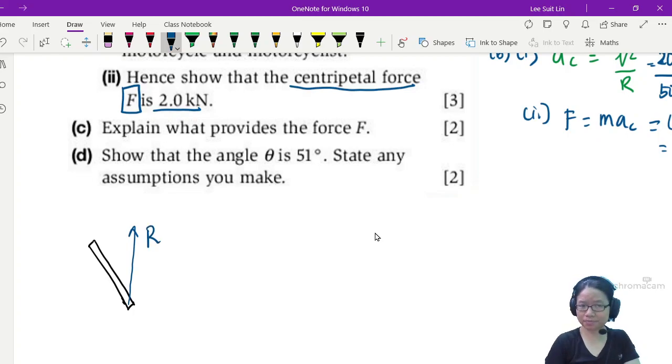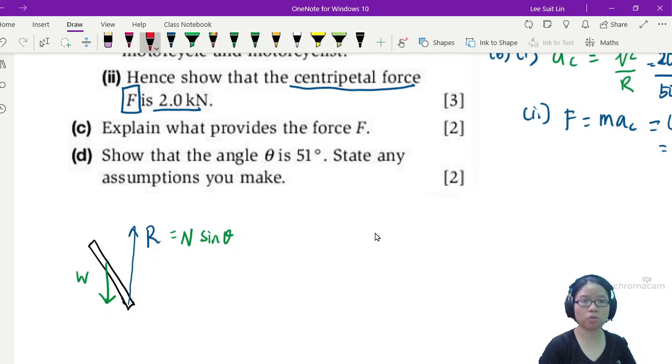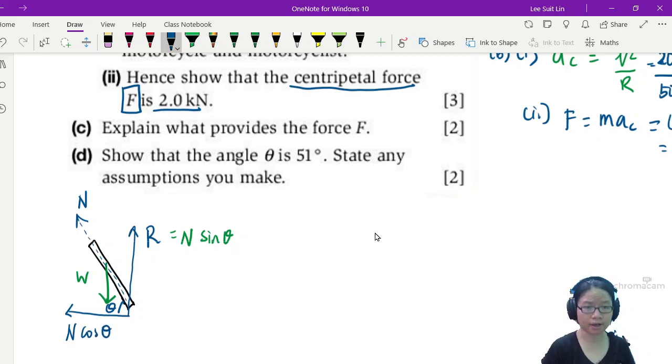So this will be R. R and mg will cancel out because again the motorcycle is not accelerating upwards or downwards, and this R happens to be n sine theta, where n is the normal force that is here. So just draw a dotted line because I've resolved this. And of course this n will also have a horizontal component here. Badly drawn, but I think you get the idea. This is theta, and this will be n cos theta. So this is also the direction of the net force F.